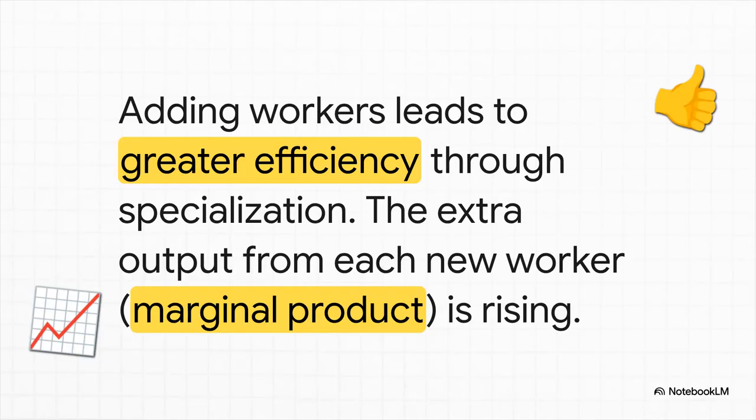This whole process plays out in three distinct stages. First up, stage one, increasing returns. In the beginning, things are awesome. Adding your first few people lets you divide up the work, get specialized, efficiency is just through the roof, and your output is climbing fast.